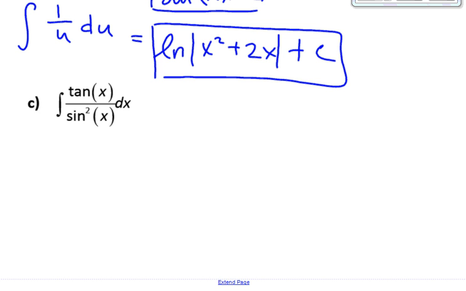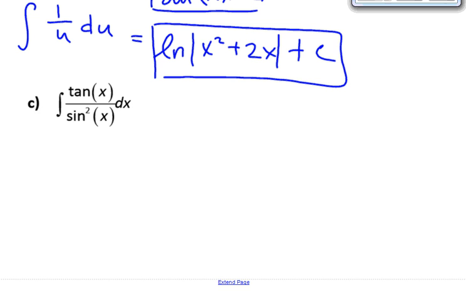So looking at c, if you try to do the same thing that we did with part a and b, and you simply say, okay, let's make u be sine squared. Think about this for a second. If you made u be sine squared, then du would be 2 times sine times cosine. And I've got nothing like that. I've got tangent, which is sine over cosine, but that really doesn't help me with anything if that was my u.